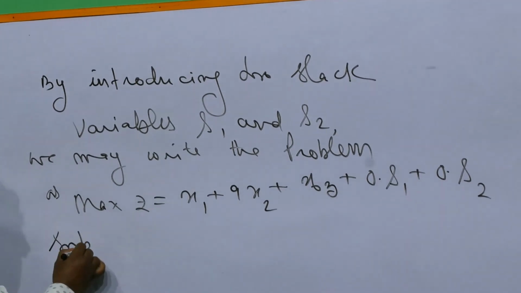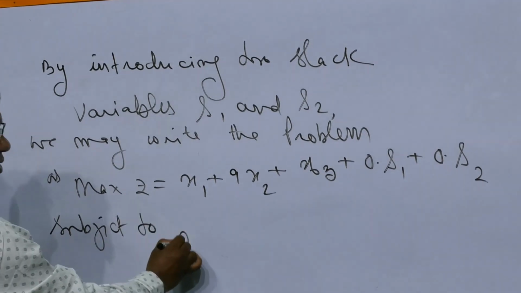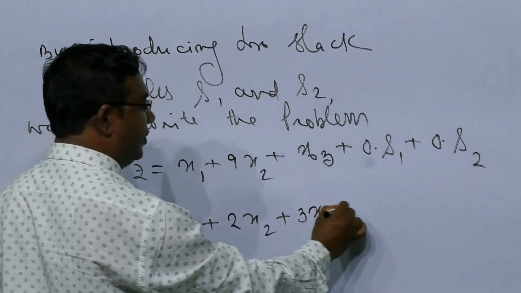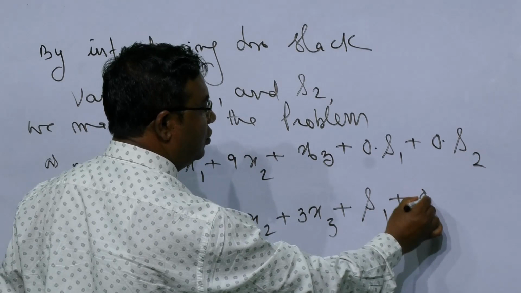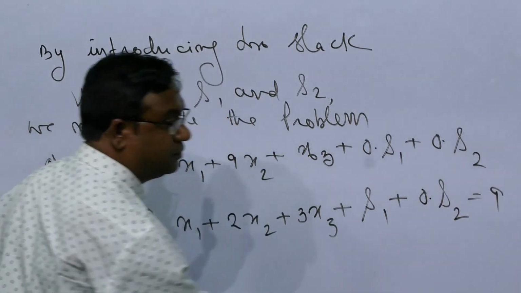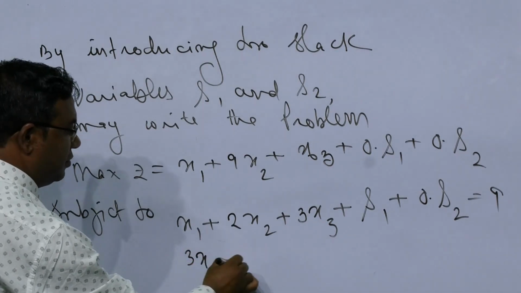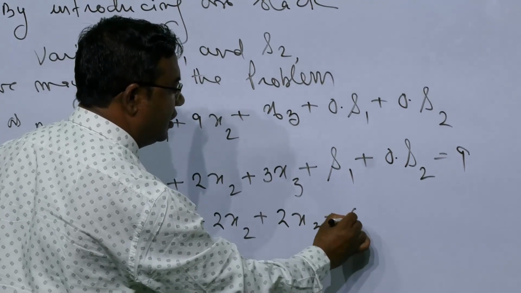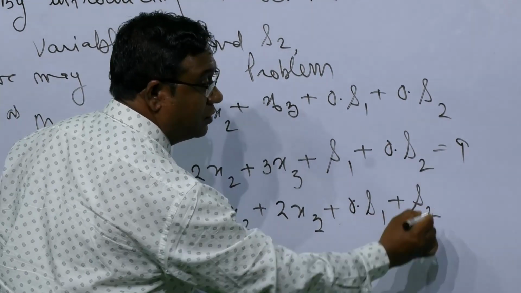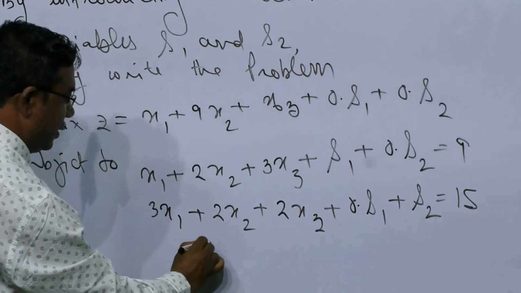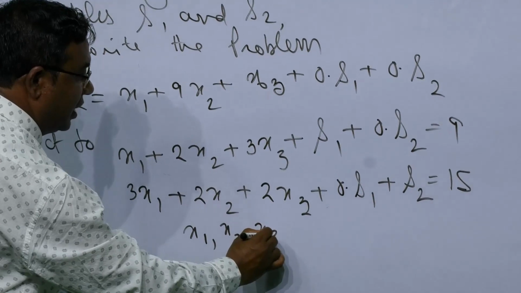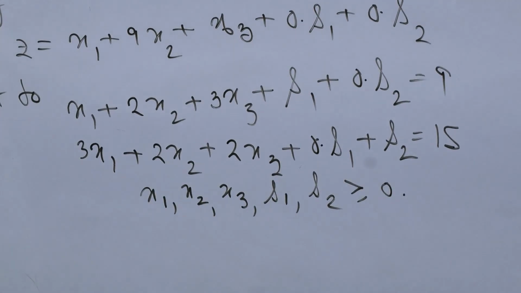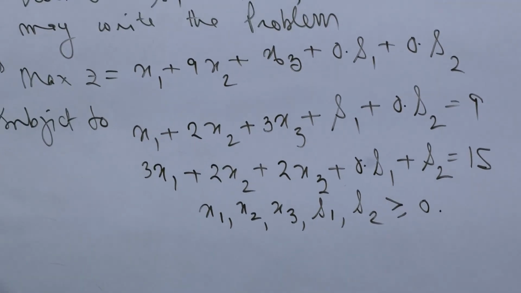Subject to x1 + 2x2 + 3x3 + S1 + 0·S2 = 9, then 3x1 + 2x2 + 2x3 + 0·S1 + S2 = 15. Then x1, x2, x3, S1, S2 are greater than or equal to 0. So this is the standard form of the problem.